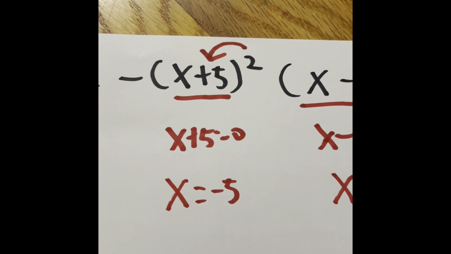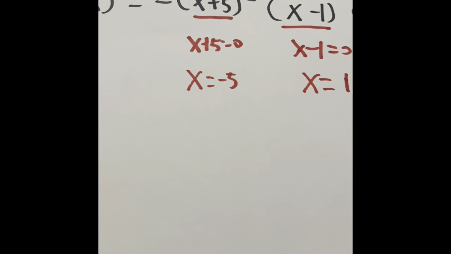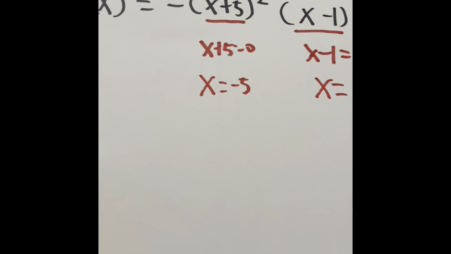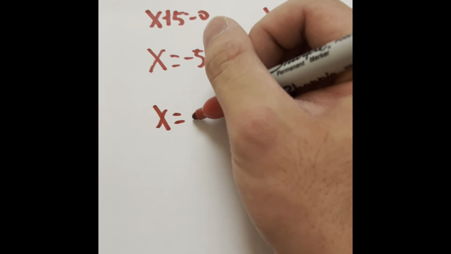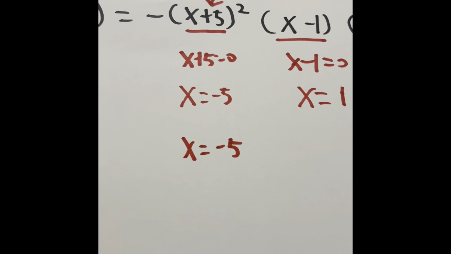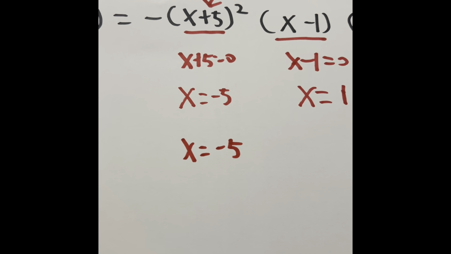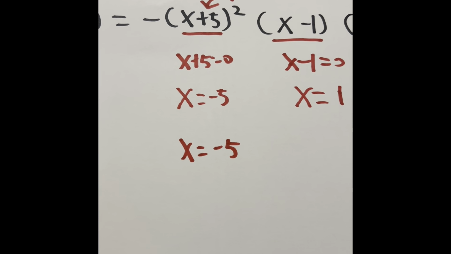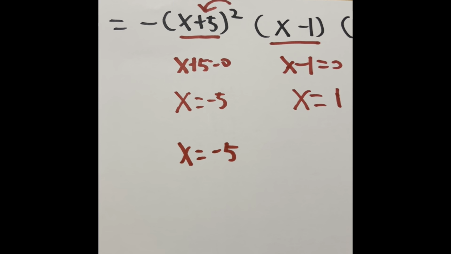Uh-oh, that means there's a duplicate. When you have an exponent of something other than 1, there's going to be a duplicate. So in reality, we're going to have x equals negative 5 twice. What is this called? Well, if you take a look at it, it's going to be called a multiplicity. But a multiplicity, what is that?